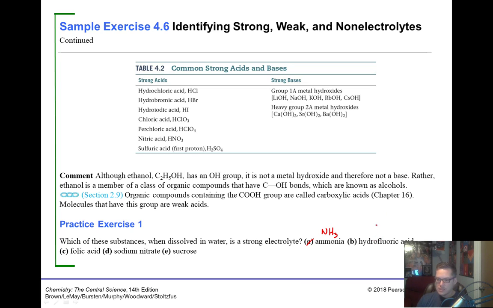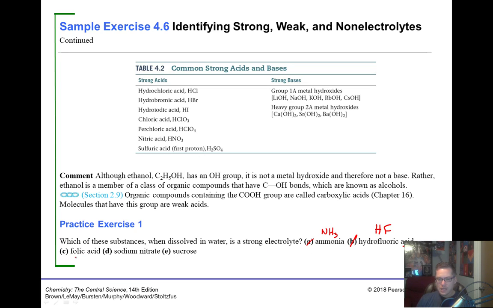Hydrofluoric acid, well, hydro means it's just the element by itself, fluorine, so HF. And so is HF in our strong acids? Well, no, it's not. So therefore, it is a weak acid because it starts with an H and it says acid right there. And so therefore, it's going to be a weak electrolyte.